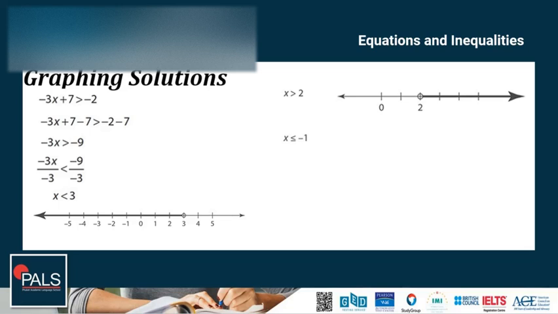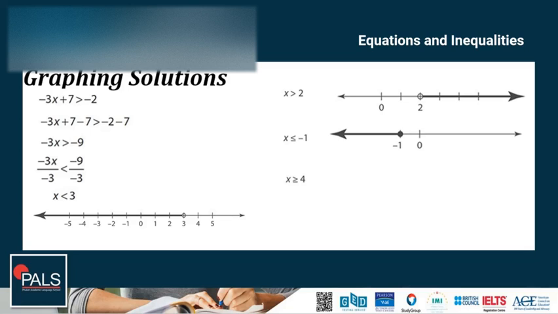Then x is less than or equal to negative 1. So we shade the circle because x is also equal to -1, and draw an arrow going to the left side of the number line, because x are any numbers less than -1 or equal to -1.